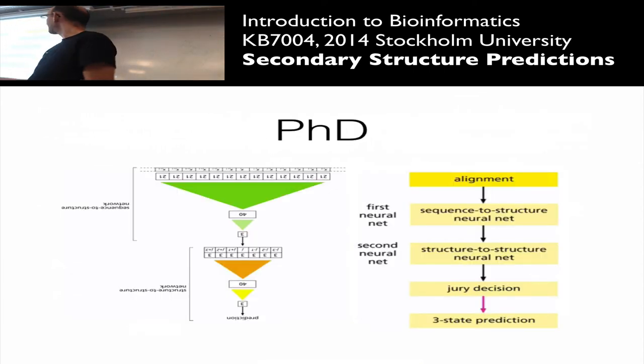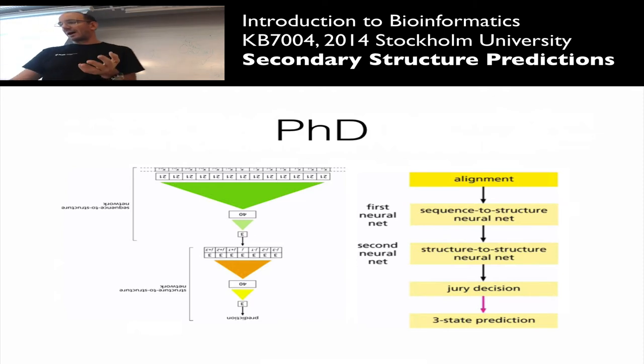So here, as a summary again, it's upside down here, because you want to have an input here, 21 features in this case. You take a sequence to structure network, and then a structure to structure network, and you don't make a prediction. And then you have a jury here, and this jury can be a network. That's pretty simple. Summary, average, and things, because you can do this slightly differently, but it's all one alignment.